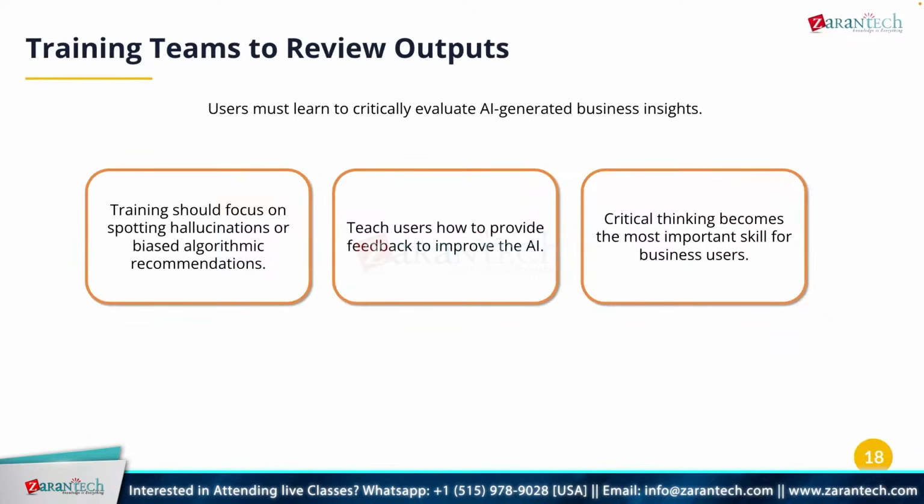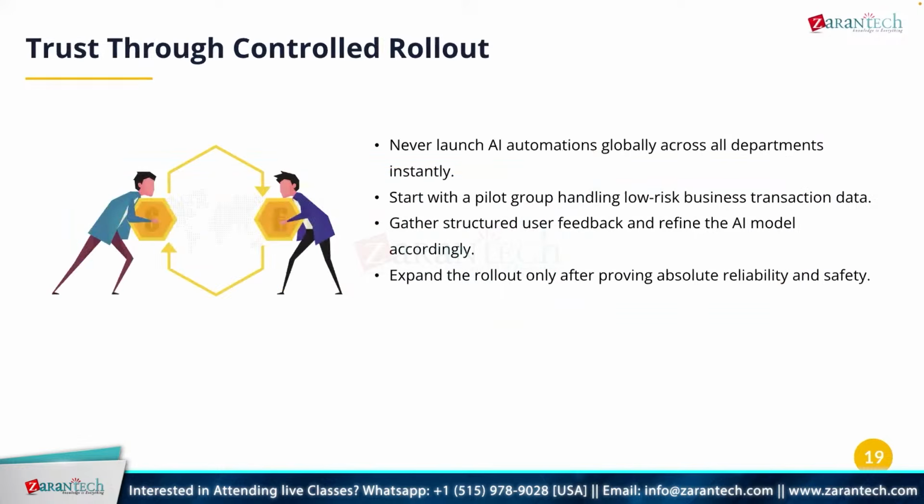And training teams to review outputs. So what is training teams to review outputs? It should focus on spotting hallucinations, biased algorithm recommendations, and teach users how to provide feedback to improve the AI. Critical thinking becomes the most important skill for business users as well. Users must learn to critically evaluate that.